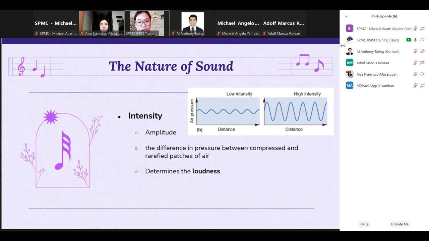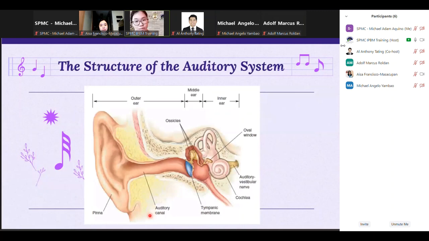So real world sounds rarely consist of just simple rhythmic sound waves at one frequency and intensity. So it is actually the simultaneous combination of different frequency waves at different intensities. So that's why we hear different kinds of music and then different voice qualities that are unique to each person.